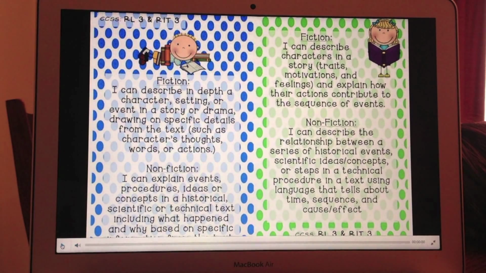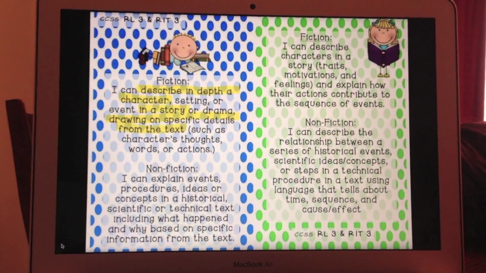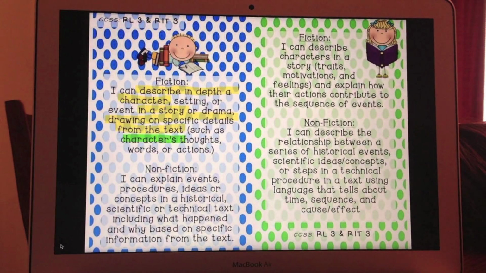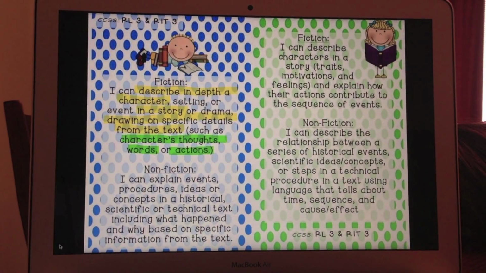Here is a lesson that I did analyzing Dan Cahill. One of our goals as readers is to be sure that we can describe in depth a character in a story, drawing on specific details from the text. In particular, we want to make sure that we can closely look at a character's thoughts, words, and actions. And so I'm going to do that now using a text selection.